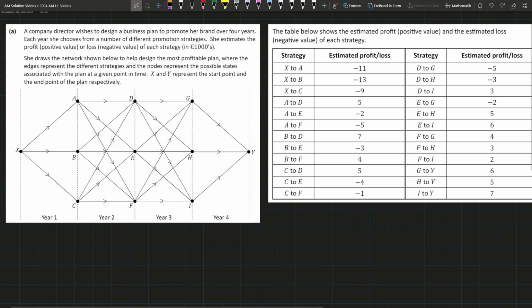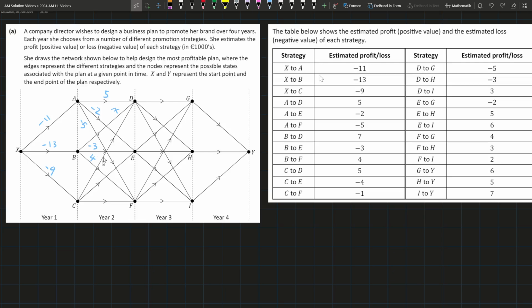So X to A, we're going for -11. X to B is -13, and X to C is -9. This is where it gets very messy. A to D is 5. A to E is -2. A to F is -5. It's hard to draw upside down. B to D is 7. B to E is -3. Try to write them parallel to the lines that you're using so that you can tell easily. And then B to F is 4.